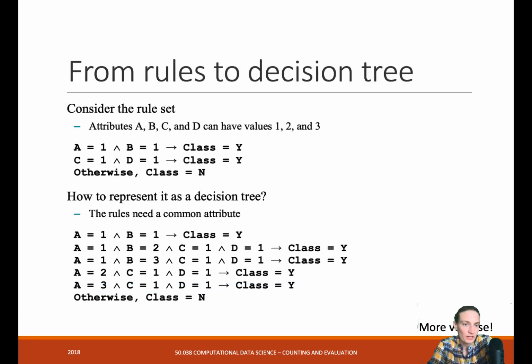So, from rules to decision trees. If you consider a rule set as follows: A equals 1 and B equals 1, then it's class Y. C equals 1 and D equals 1, class is Y also. Notice you can have multiple rules for one class. Otherwise, class is N. How can we represent this in a decision tree? To do a decision tree, we need a common attribute, which is the root of our node. So we can rewrite these rules in the following sense, and we made sure that the attribute A is in all of the rules. This allows us to unfold the tree. It is more verbose, but it will form a nice graphical representation.